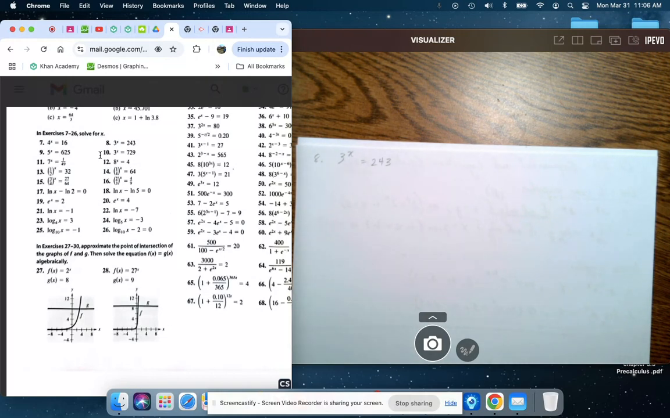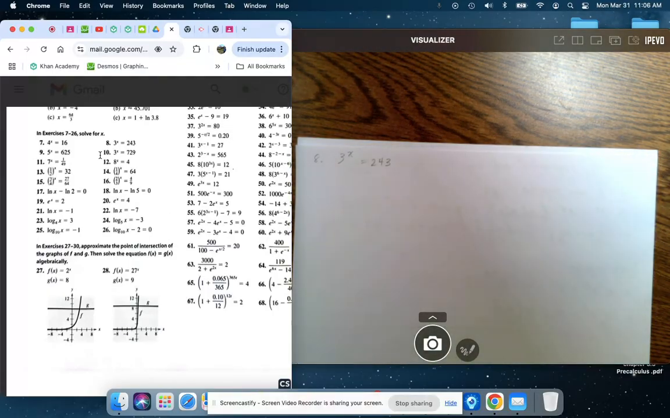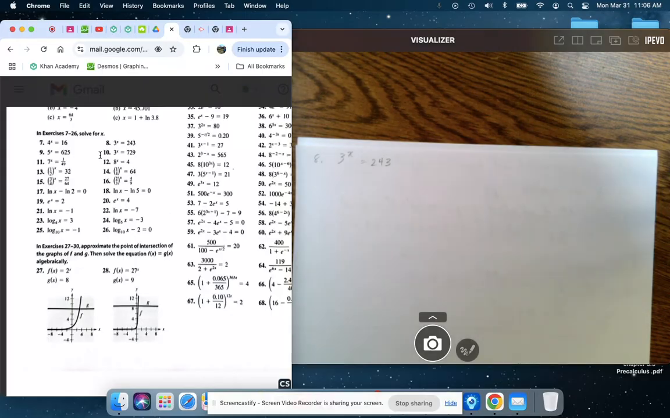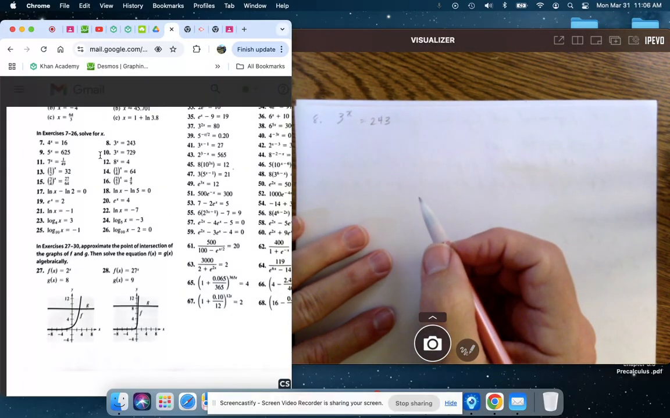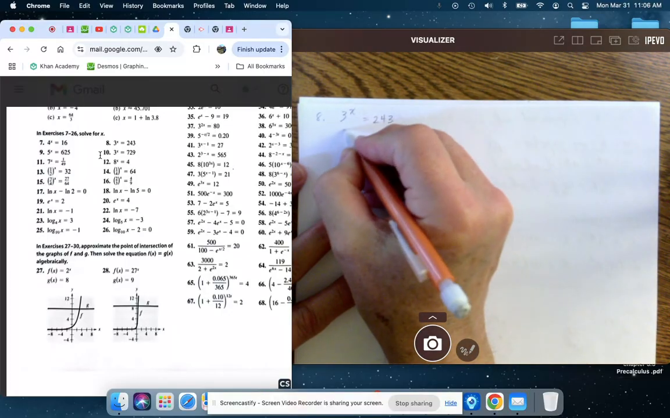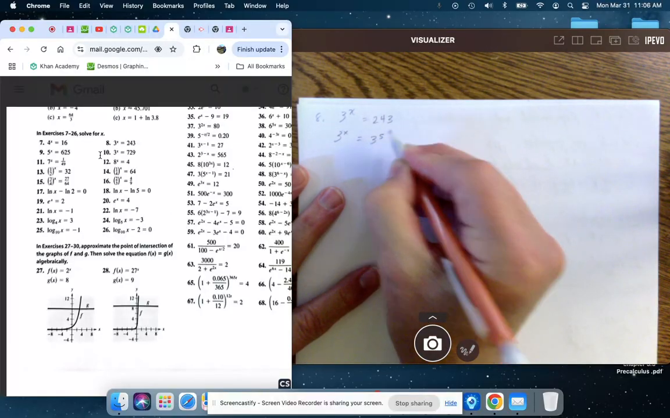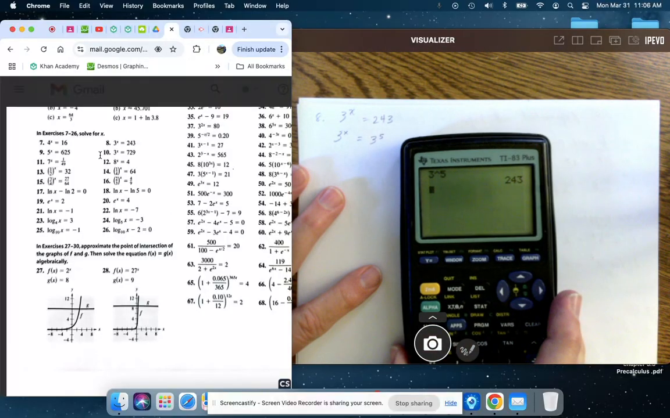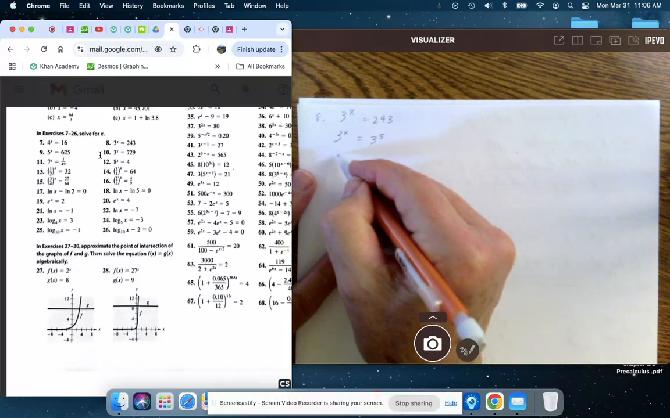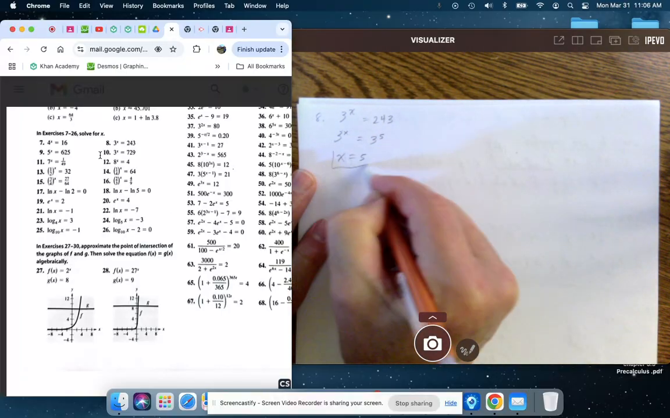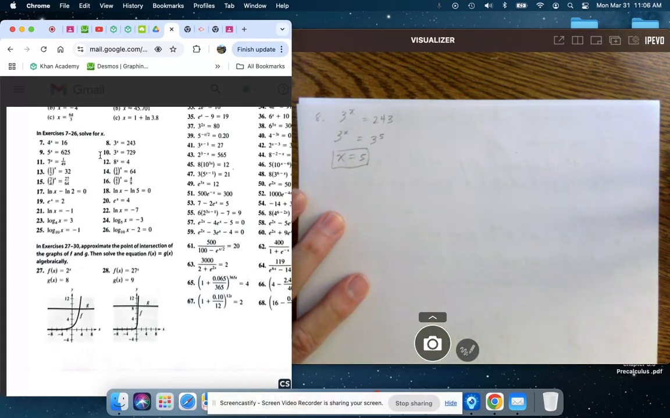So let's see. I got some glare here. Let's see if I can get rid of this glare. There we go. It's a little better. Okay. So I can rewrite this. 3 to the x equals 3 to the 5th, which I've just shown you on my calculator here. So therefore x is 5. That's it. That's all you have to do there. So that's number 8.